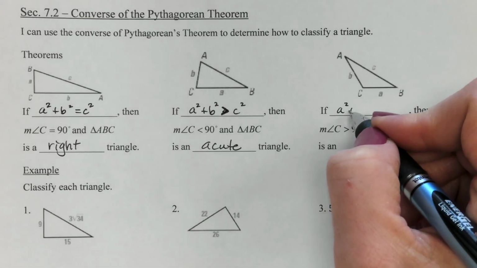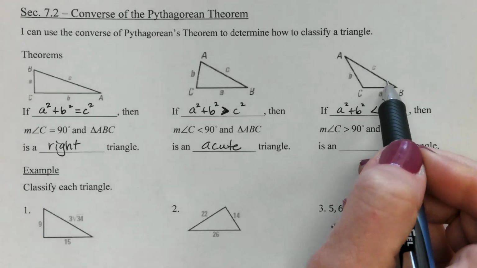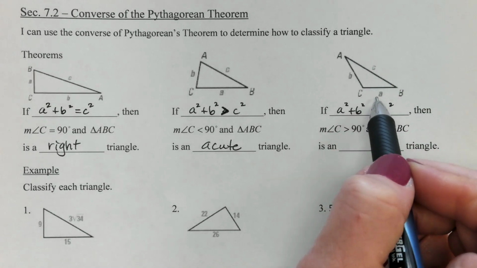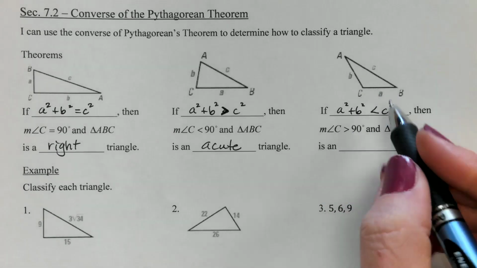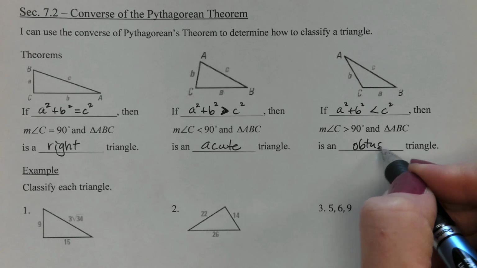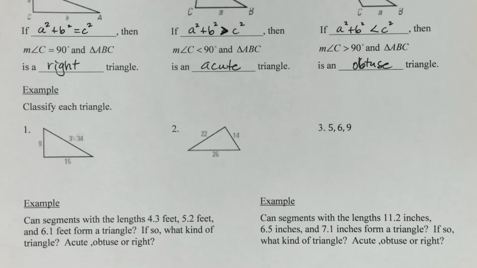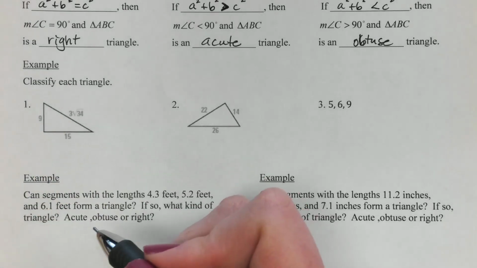If this time your c squared is bigger than the other two sides, so imagine that this side is really, really long, it's kind of stretching these two sides out, makes that angle even bigger, so it's going to be over 90, that will be an obtuse triangle. And that is a B, but it's terrible. We're just going to do a couple of examples with those, deciding what kind of triangle we have each time. So it says classify the triangle.